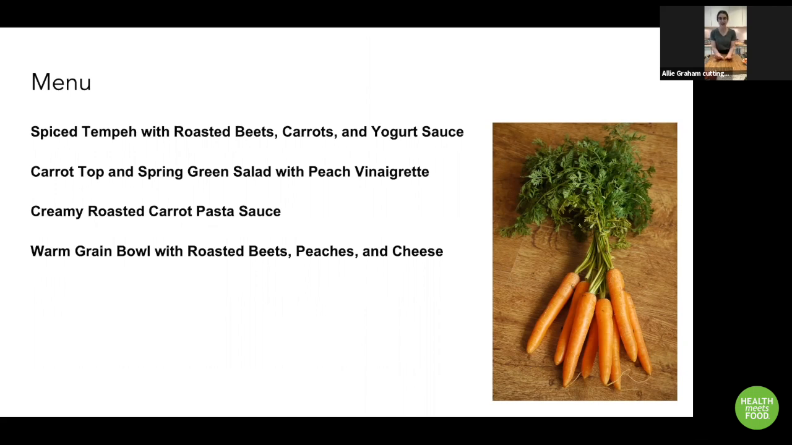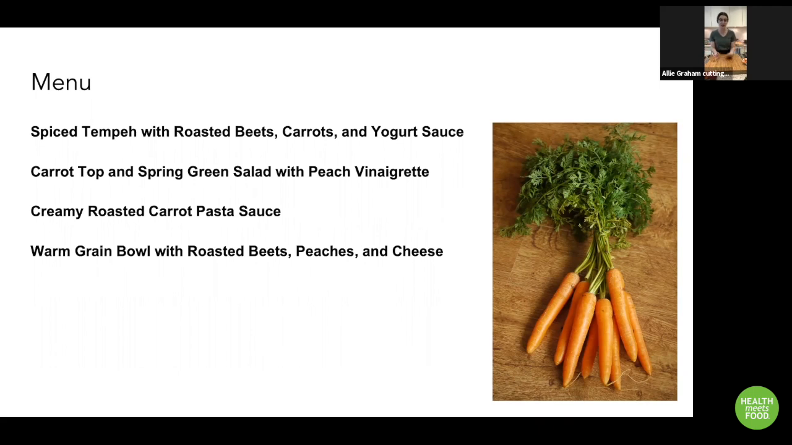Just to get things started, we're going to be making 4 different recipes today. The first is a spiced tempeh with roasted beets and carrots and a yogurt sauce. Essentially what you're going to see is, as Jennifer was mentioning, we're going to be using a sheet pan meal as the base of this whole week of cross-utilization.